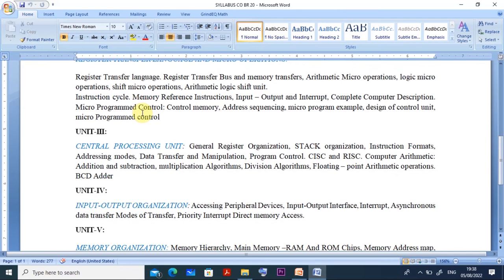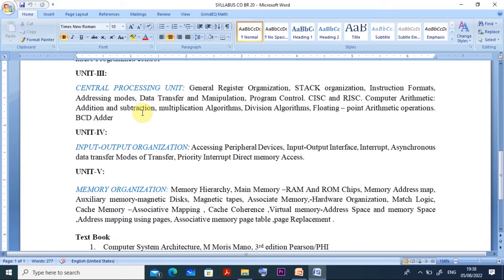And unit 3 is the central processing unit. Here we will study the general register organization, stack and the difference between CISC and RISC, various addressing modes. Then computer arithmetic, addition and subtraction, then multiplication algorithm, division algorithm, floating point arithmetic operations and BCD adder. Unit 4 will cover input output organization, priority and the different peripherals. Then unit 5 is the memory organization.